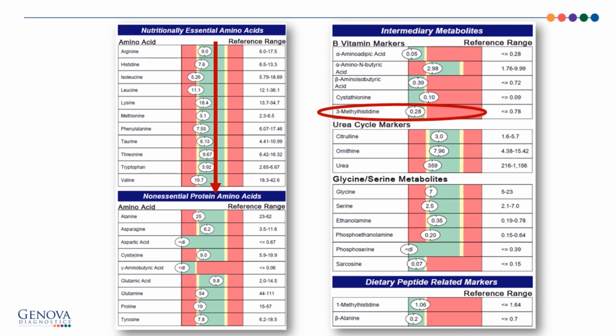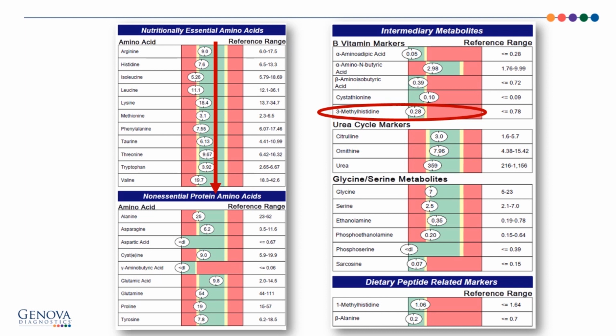3-methylhistidine reflects fibers from muscle, the actin and myosin fibers from the breakdown of muscle. So for example, if you're going to the gym and working out with weights and tearing and rebuilding muscle fibers, this can go up. If you have some catabolic issue in terms of muscle wasting, it can go up too. But if not, it can also reflect dietary intake of red meat.